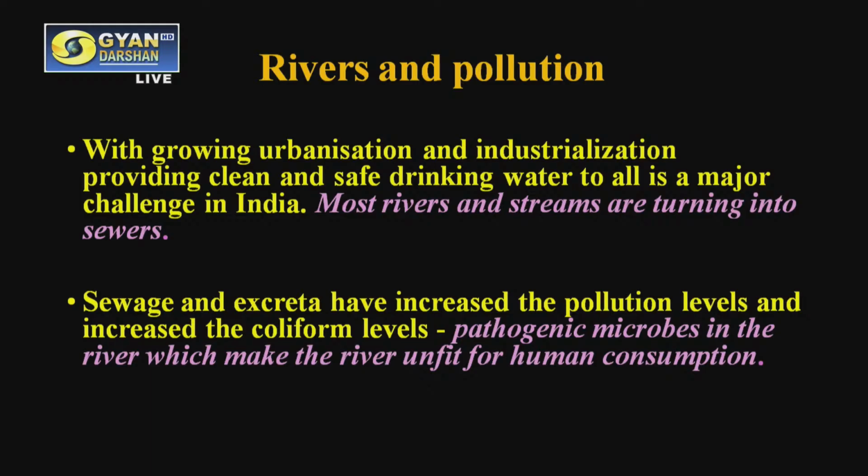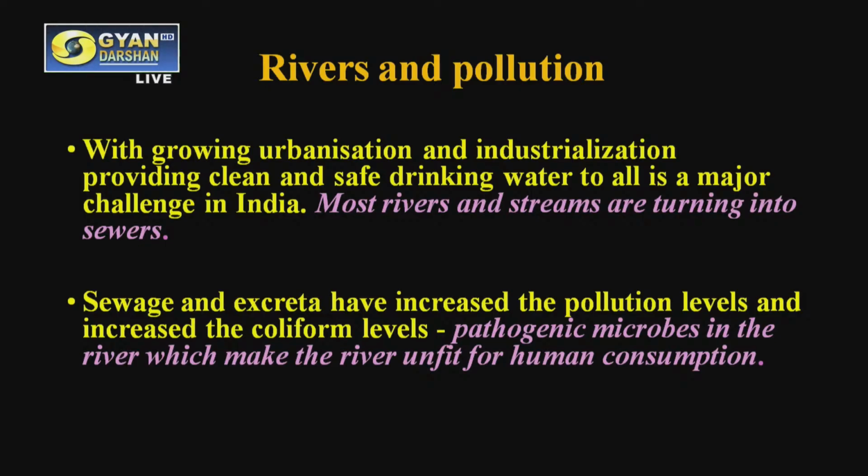Now let us come on to rivers and pollution. So we all know what rivers are, we all know the definition of pollution, and with growing urbanization and industrialization, we see that all the rivers in any country are becoming polluted with several contaminants. These could be chemicals, waste, domestic contaminants, fertilizers, pesticides, and all this is providing a challenge in order to provide clean and safe drinking water to all the citizens. Especially we are talking about India. So most of the rivers and streams in India are turning into sewers.